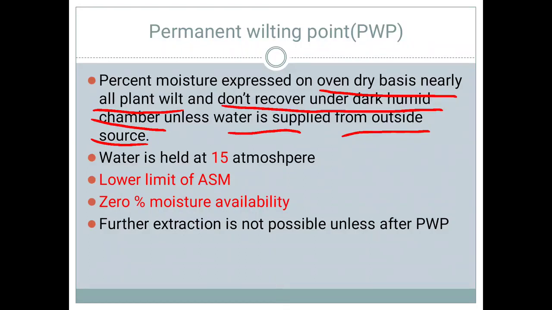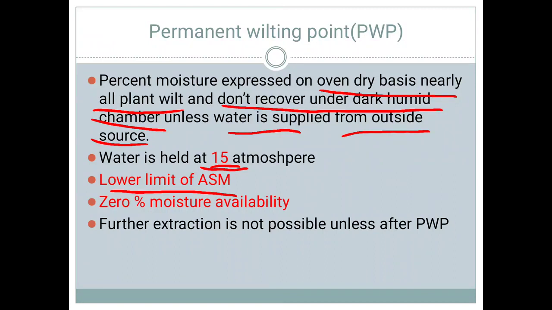So the plant is showing wilting symptoms in the dark humid chamber, and when the wilting symptoms are shown by the plant, they can dry, they can show yellowing symptoms, and it cannot recover unless you supply water externally. That point is called the permanent wilting point of the soil. At that time the water is held at 15 atmosphere, and this is called the lowermost limit of available soil moisture.